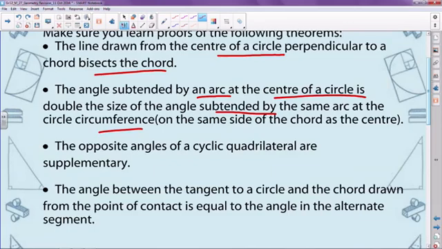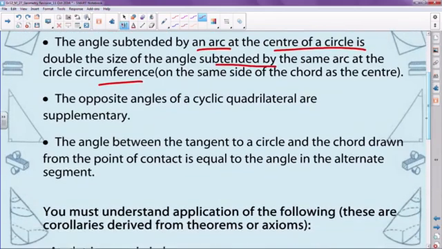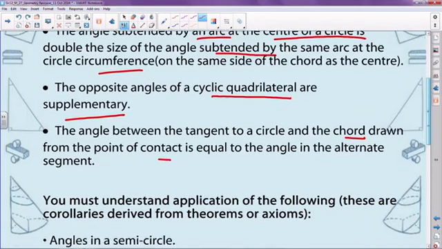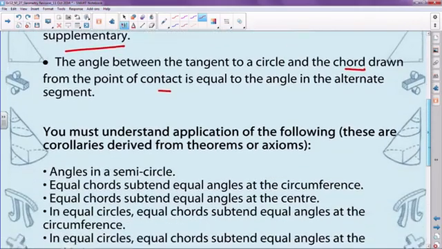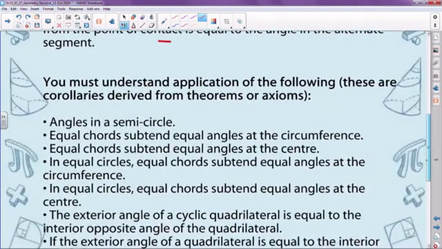All right, and that's always on the same side of the chord as the center. That's what we call the angle at center theorem. You also need to learn the theorem: the opposite angles of a cyclic quad are supplementary, so they add up to 180 degrees. And the angle between a tangent and the chord drawn from the point of contact is equal to the angle in the alternate segment. This should all be old news to you, and you should understand each of them already.